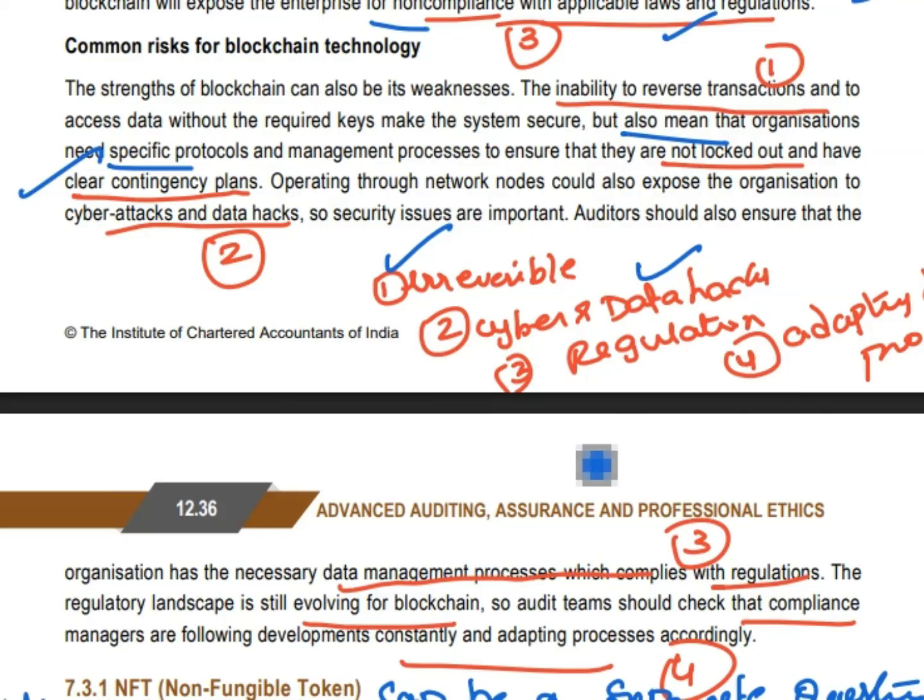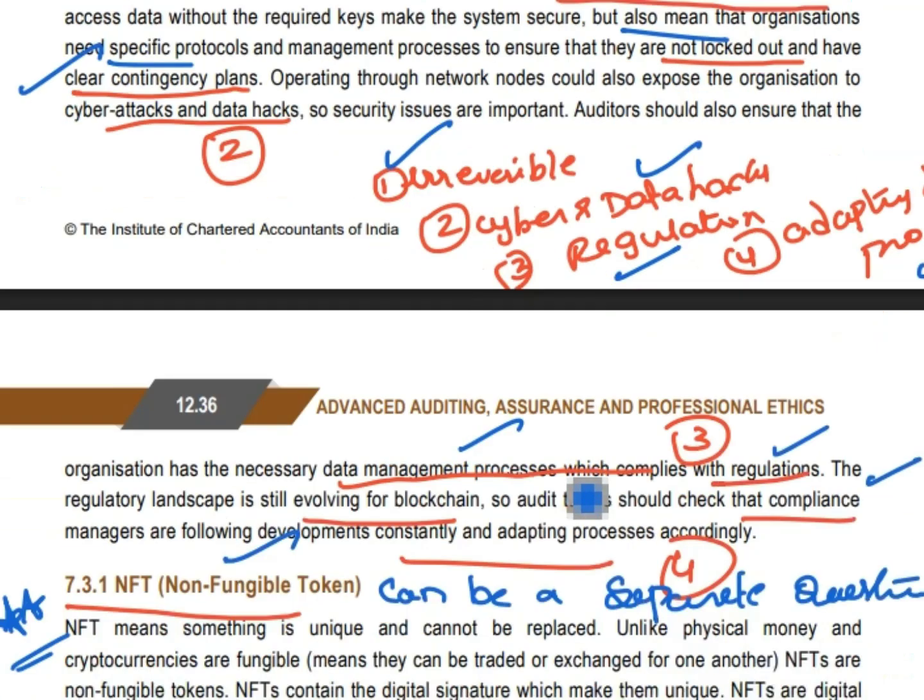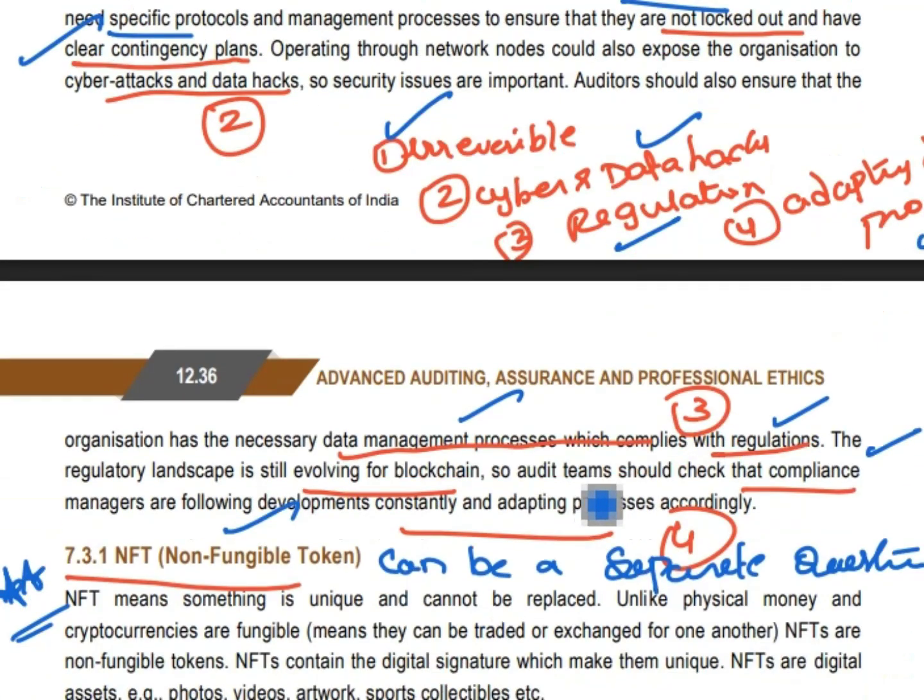Regulations, again we have seen some regulation point here. You can also write it in the risk point. What are the risks? There is a risk about whether the organization complies with the regulations or not. And the last one is adapting the process. Check that the compliance managers are following the developments and adapting the process accordingly. So whether they are getting updated and whether they are adapting the process accordingly. Yes, so this is about your blockchain.